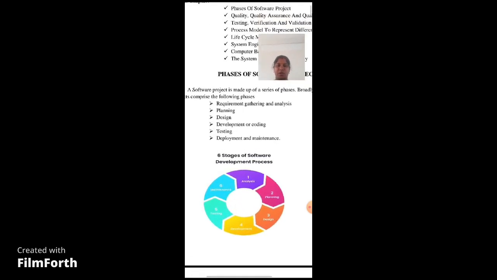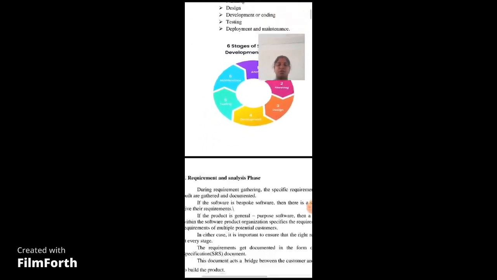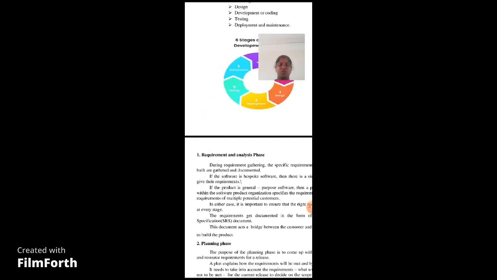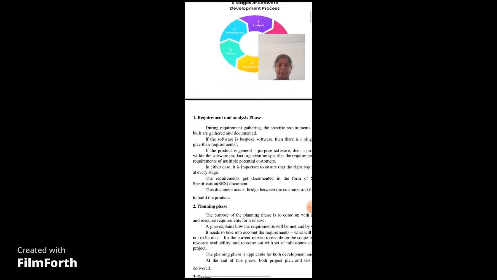One is requirement gathering and analysis, second planning, third design, fourth developing or coding, fifth testing, and sixth deployment and maintenance. For every project we have to know about this software life cycle development. Based on this SDLC, we have to implement our software project and maintain our project. So first of all, you have to know about these phases of the software development life cycle one by one.